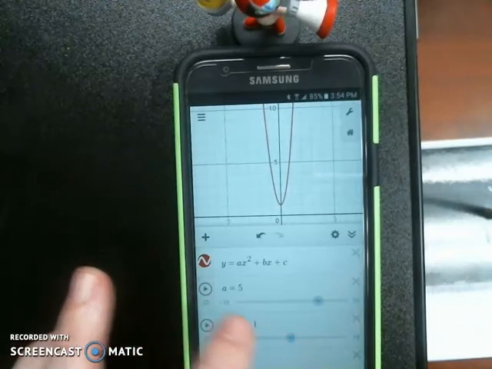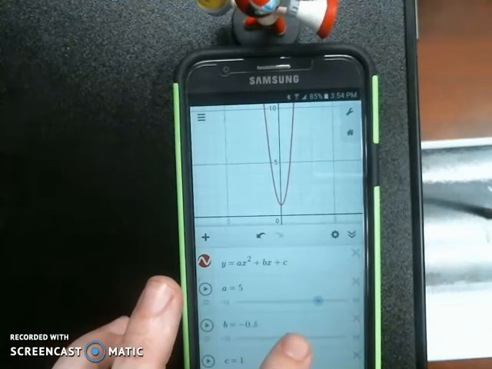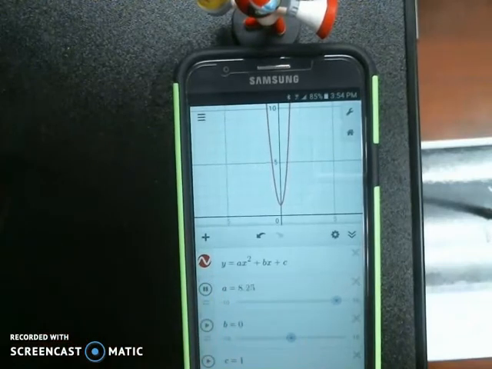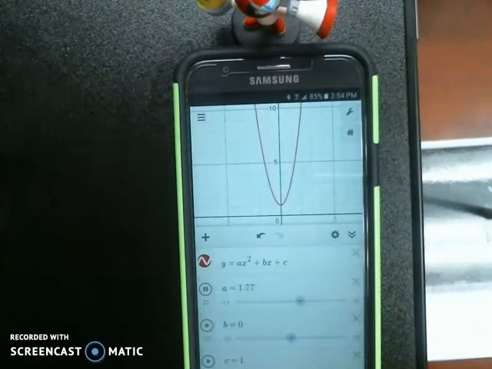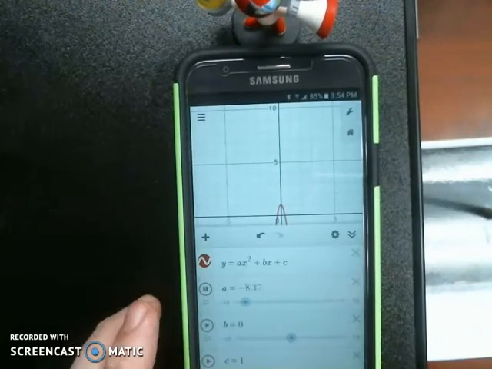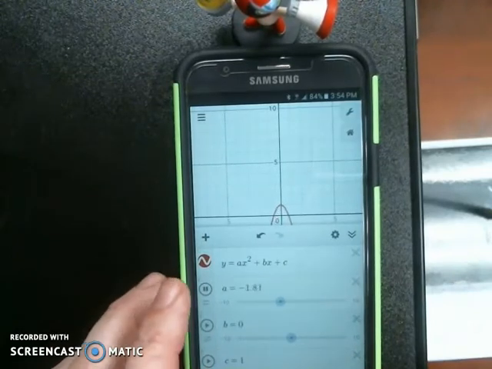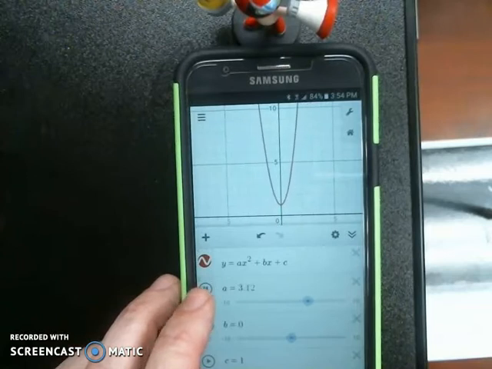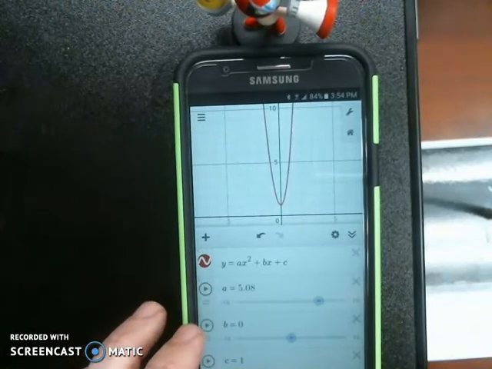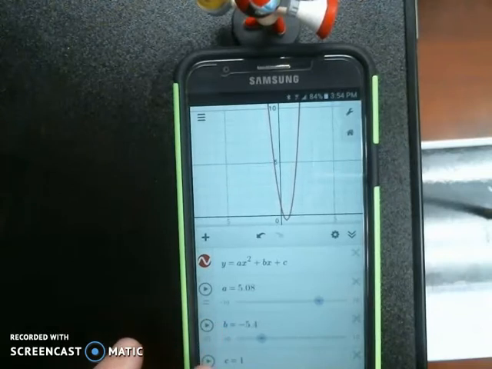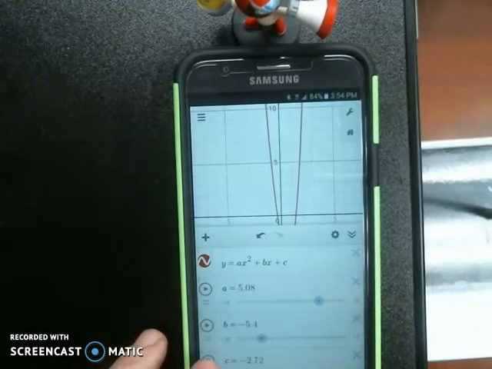Last thing I'm going to do is manipulate A. As A gets bigger, it makes it skinnier. And as A gets smaller, it makes it wider. Oh, now it's negative and it flips it upside down. So there's a picture version of what happens as you change A, or as you change B's value, or if you were to change C's value.